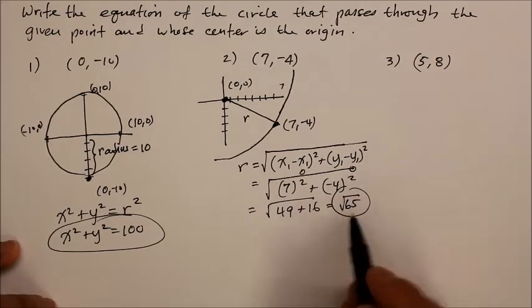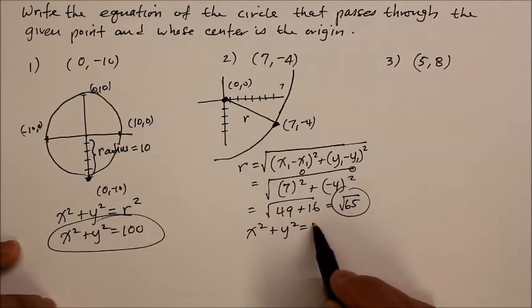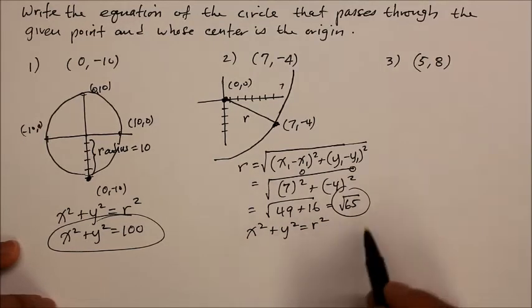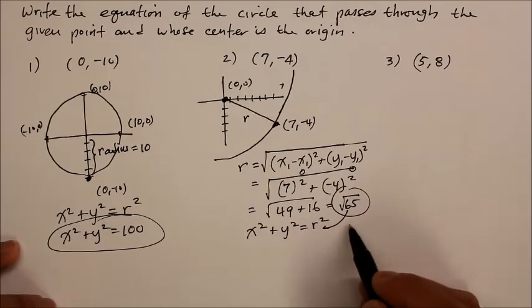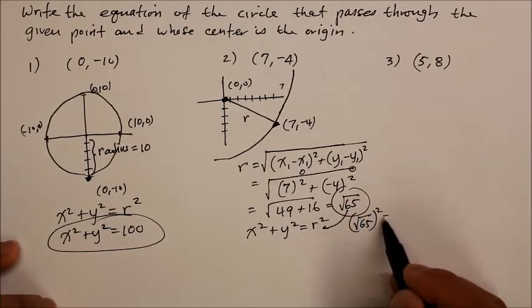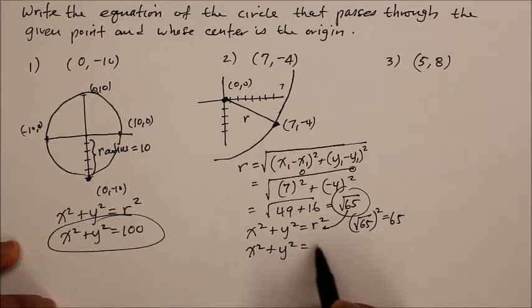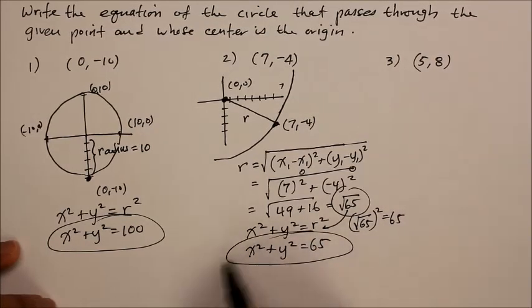Now, how do you write that in standard form? X squared plus y squared equals r squared. And so if you put that in here, square root of 65 squared is simply 65. So x squared plus y squared equals 65 becomes the standard form.